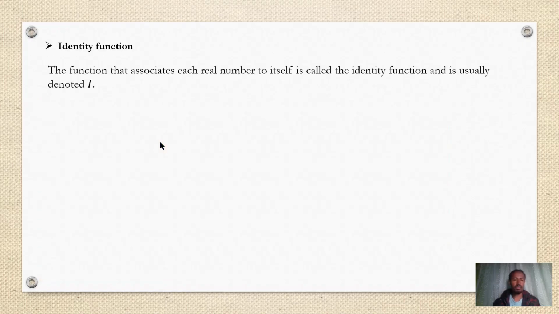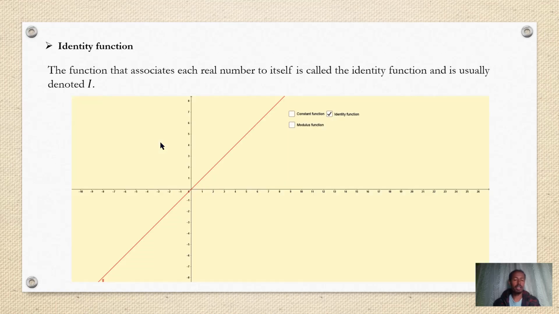Well, an identity function associates each real number to itself. It's called an identity function. It's usually denoted by the capital I, and as you see from the figure, this line passes through the real line. It passes through the origin of the graph, and it increases from negative infinity to positive infinity, and it's a straight line that passes through the origin (0, 0).